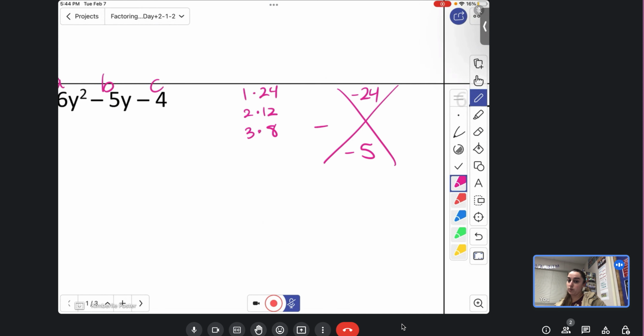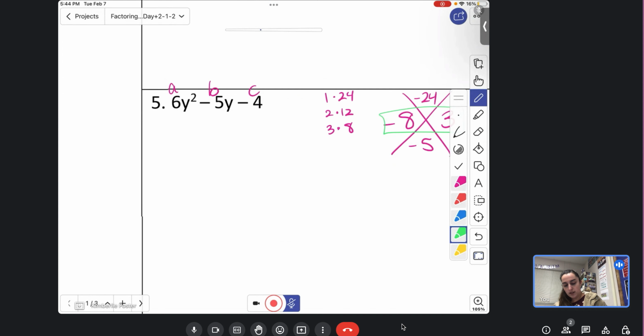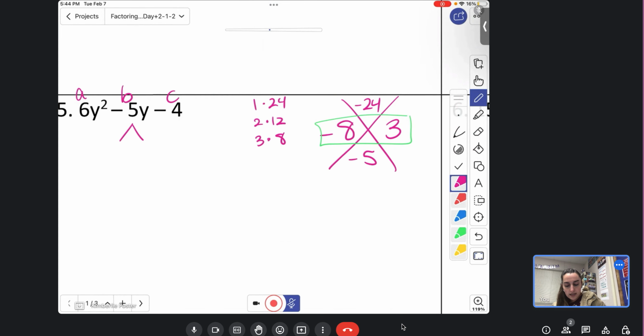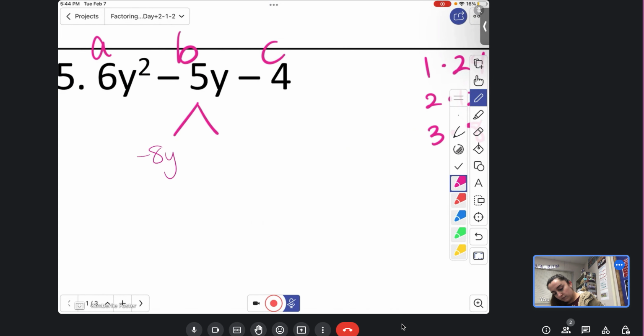Now the question is, which one needs to be negative? Well, in order to make a negative number, we have to subtract the bigger number. So it should be 3 minus 8. Double check it. Yes, those multiply to -24 and they combine to make -5. Okay, so my two numbers are -8 and 3. So I'm splitting up this -5y into -8y and 3y. Okay, so I'm going to bring down my -4 and my 6y squared.